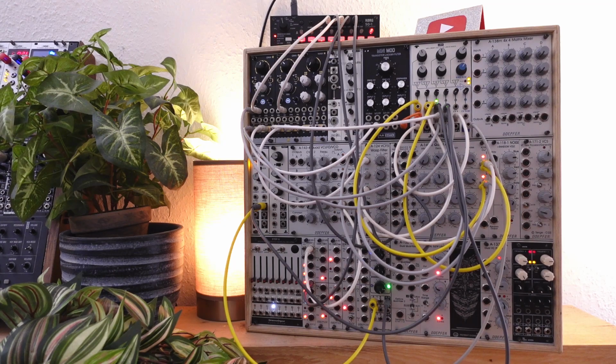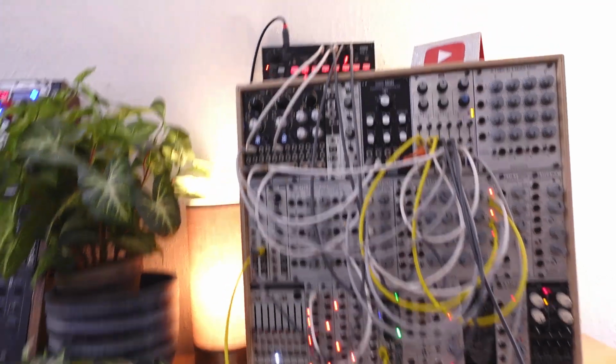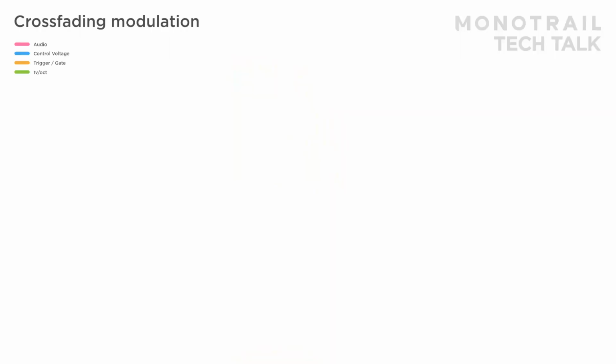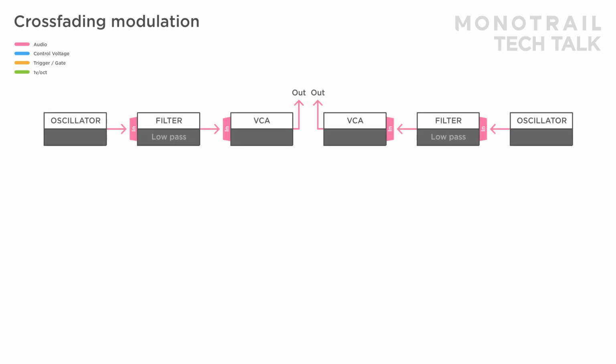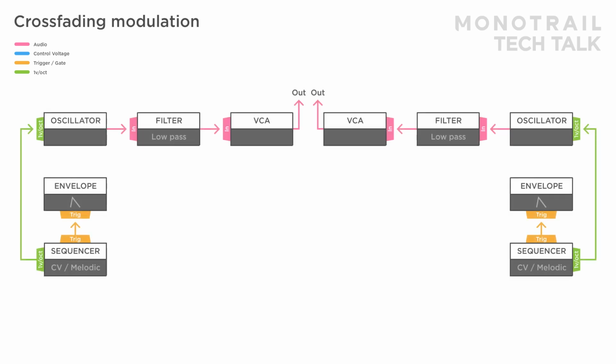You can try this with a lot of different sources and destinations. Let's take this concept a step further. Here are the two simple voices again. Each voice has a sequencer tuning the oscillator and triggering an envelope with a unique pattern. It's important these are different.